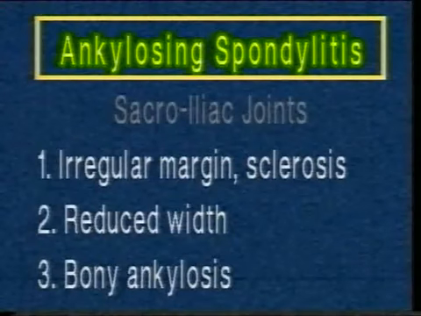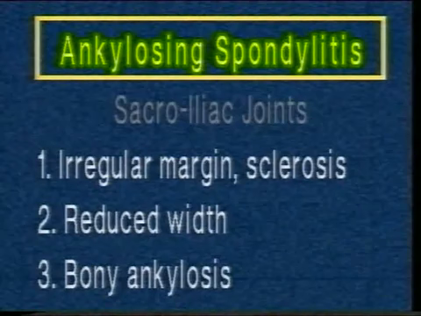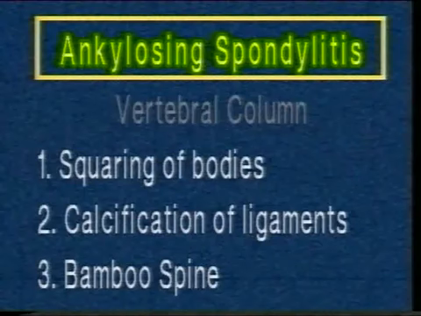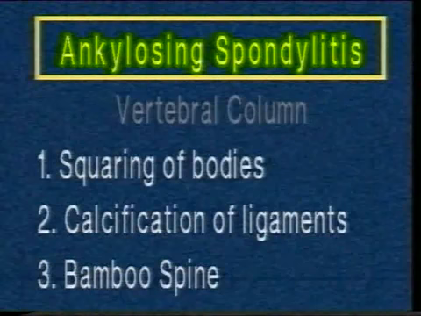So the radiological features of ankylosing spondylitis are: in the sacroiliac joint, irregular joint margin and sclerosis, reduced joint width and later bony ankylosis. In the vertebral column, there is squaring of the bodies due to erosion of anterosuperior lips, thin elongated osteophytes due to calcification of ligaments or syndesmophytes, disc calcification, and in late stage bamboo spine with bony ankylosis of all the joints, that is discovertebral, facet joints and costovertebral joints.